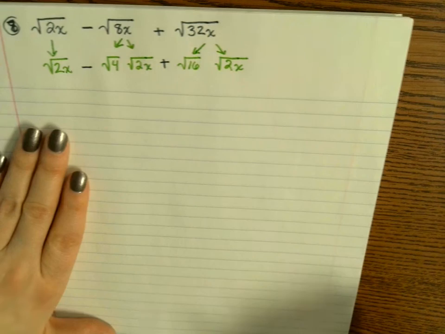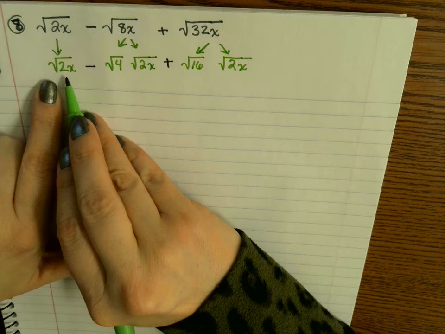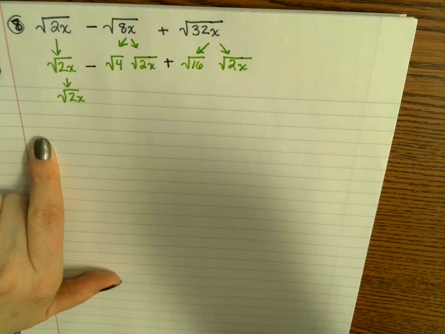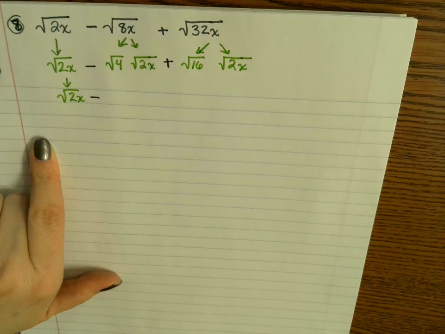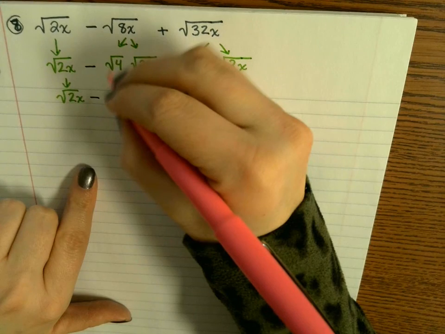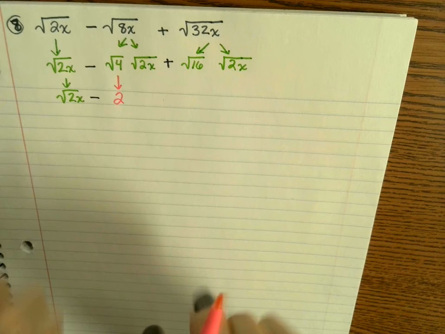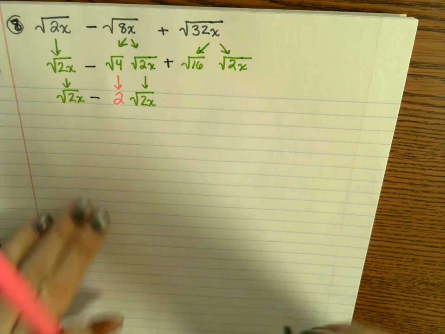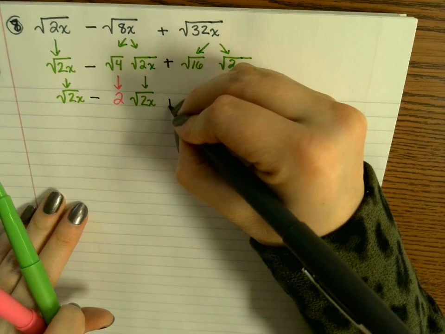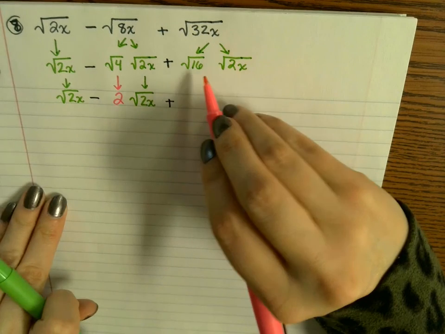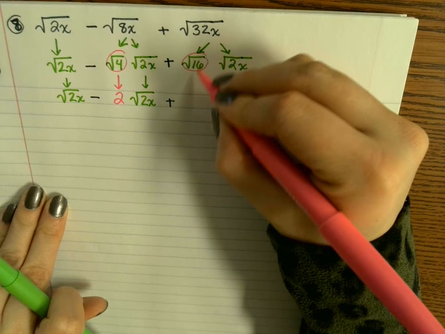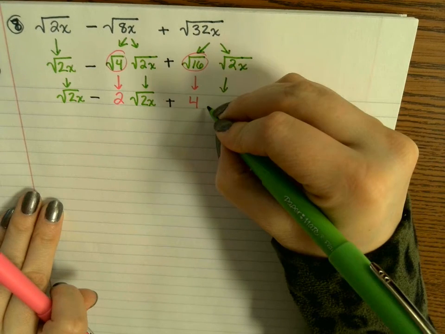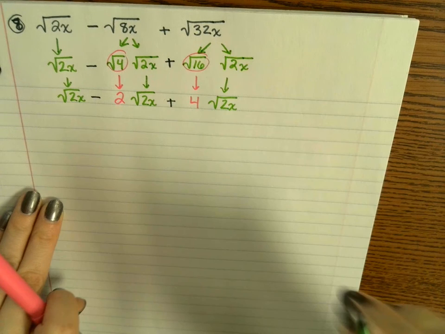Again, I cannot simplify square root of 2x, so that's just going to go down as square root of 2x minus, I can simplify that 4, that becomes a 2. I still have that square root of 2x right here. Then I've got my plus. I can simplify the 16 because it's a perfect square. That becomes a 4. And then here my non-perfect square, the 2x. All right. So I've simplified each thing individually.